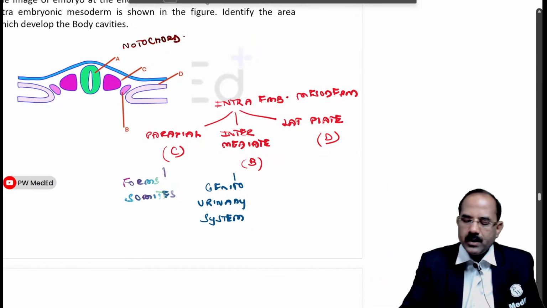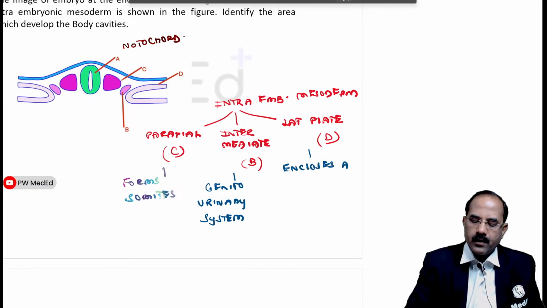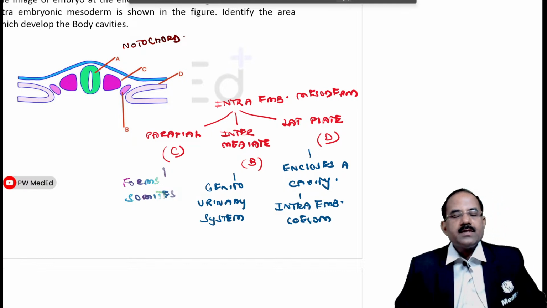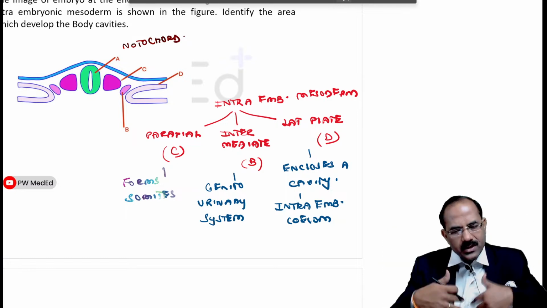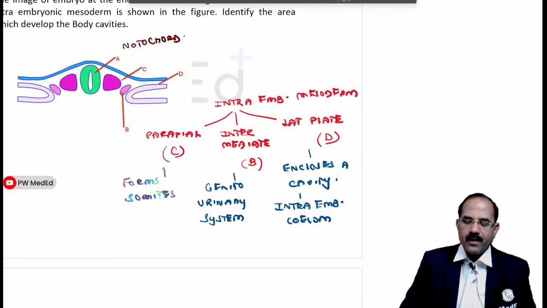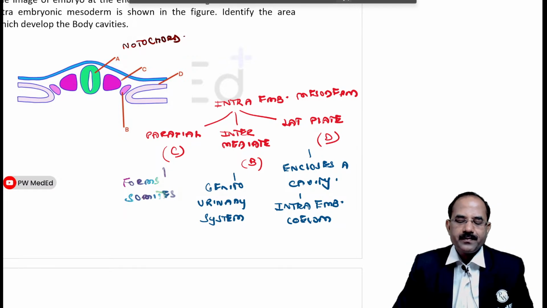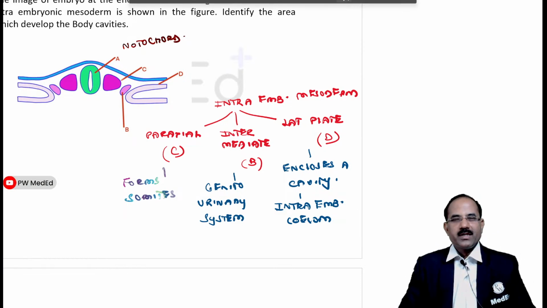And what does the lateral plate mesoderm form? It encloses a cavity. What is that cavity known as? Intraembryonic coelom. And what does this intraembryonic coelom form, students? It forms all the body cavities. All these body cavities, the pleural cavity, the peritoneal cavity, and the pericardial cavity, are derived from the lateral plate mesoderm, intraembryonic coelom. Am I clear?